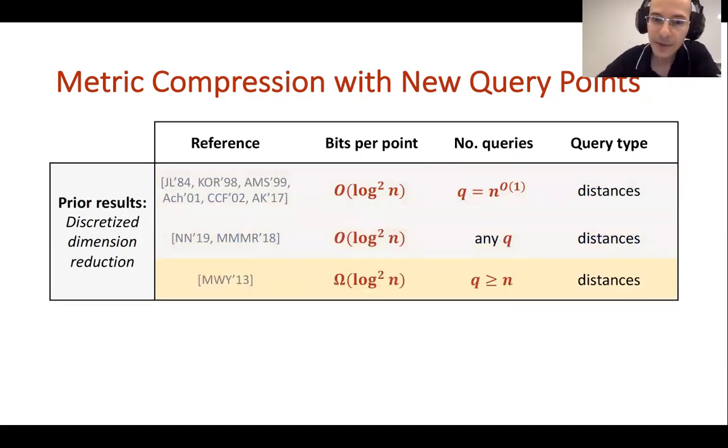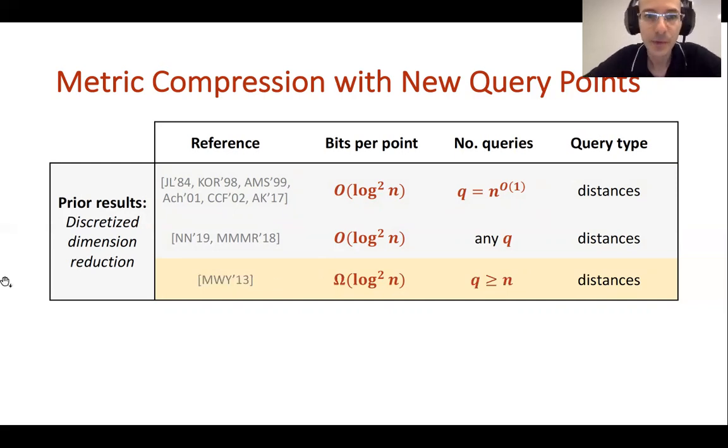On the other hand, there is a lower bound. In 2013, it was shown that log squared n bits are actually necessary if you want to estimate distances to new query points. And this lower bound is not on the dimension. This is a space lower bound. It means that any sketch cannot break this lower bound of log squared n bits. So on the surface, it might look like the issue is closed. The best you can do is dimension reduction, and this is the optimal sketch size.